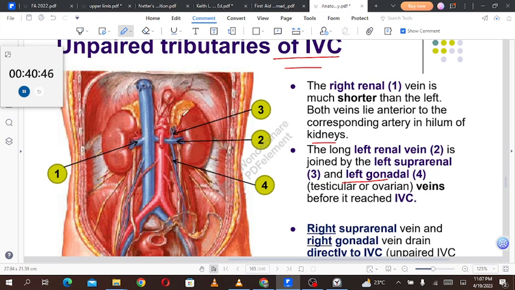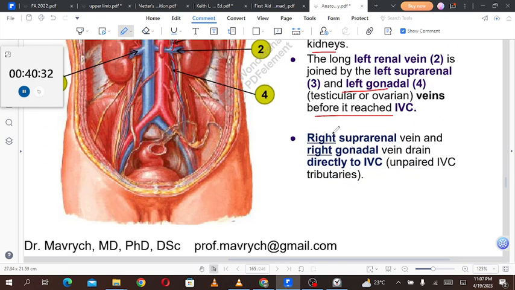So the left suprarenal vein from here and the left gonadal vein, coming from the testes or ovaries, join the left renal vein, and then all these three veins have a long course to drain into the inferior vena cava. The right suprarenal vein and the right gonadal vein drain directly into the inferior vena cava. Unpaired inferior vena cava tributaries.